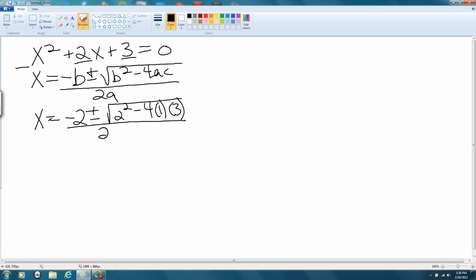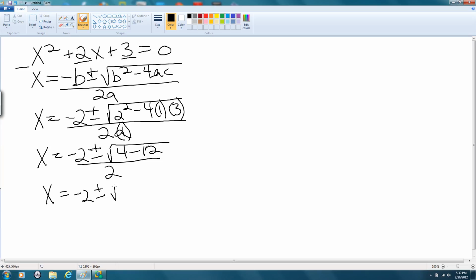all over 2a. So x is equal to negative 2 plus or minus the square root of 4 minus 12 all over, oh, a here was 1 by the way, all over 2, or x is equal to -2 plus or minus the square root of -8 over 2. We have a problem here, though, in that we can't take the square root of -8 and get a real answer.